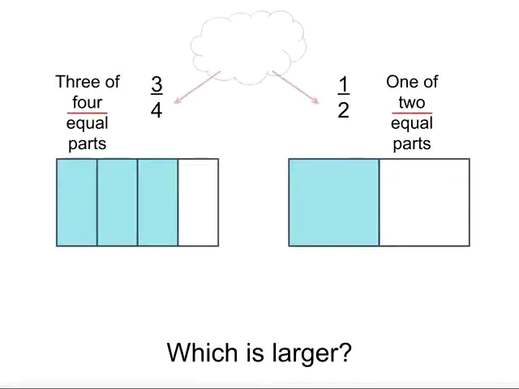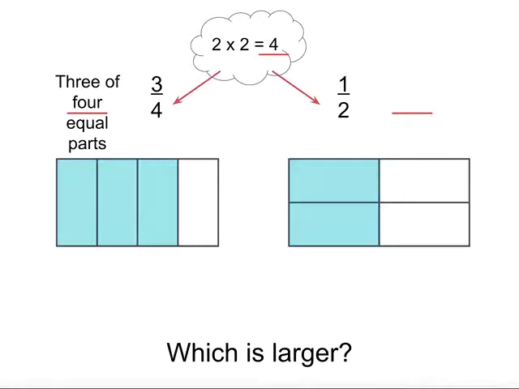We need to think about how the denominators might be related to use equivalent fractions. We know that 2 times 2 is 4. This means that 2, 2 and 4 are a number family. So we can make both fractions have a denominator of 4. To do this, we can divide the half into 2 equal parts to make quarters. Notice we don't change the value of the fraction, just what it looks like. So we have proved that 1/2 is the same as 2 of 4 equal parts, or 2/4.